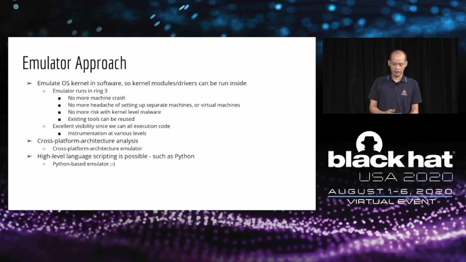If you can analyze kernel rootkits inside emulators, we have excellent visibility because you can see all the execution code and you can instrument at various levels. Finally, if you use a cross-platform and cross-architecture emulator, then you can do cross-platform, cross-architecture analysis on the kernel rootkits. And if the emulator is built in a higher-level language like Python, then you can easily build your own tools to analyze many kernel rootkits easily and quickly.